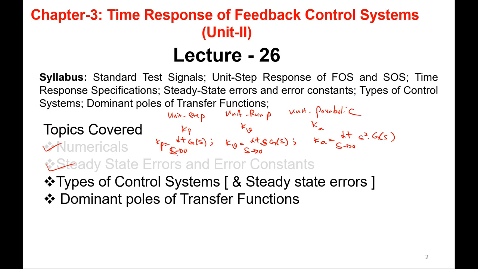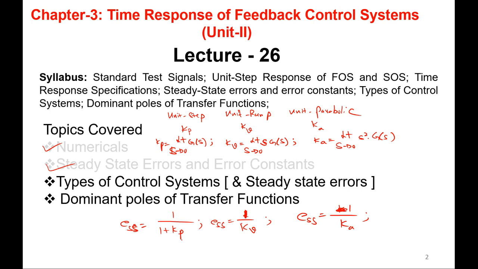And what is steady state error? Let me write it here. Steady state error, ESS: whenever the input is unit step, we got it as 1 divided by 1 plus Kp, if you remember. Similarly, for unit ramp, the steady state error was 1 by Kv. And for the parabolic input, the steady state error is 1 by Ka. So these are the corresponding steady state errors.